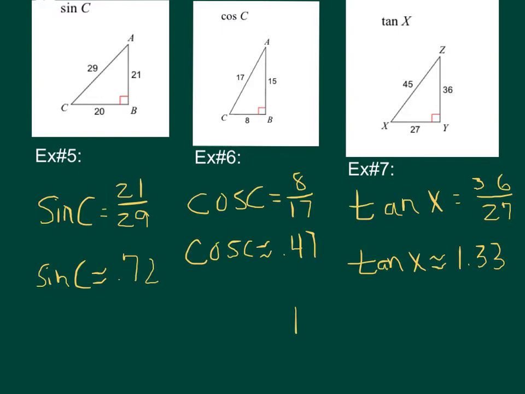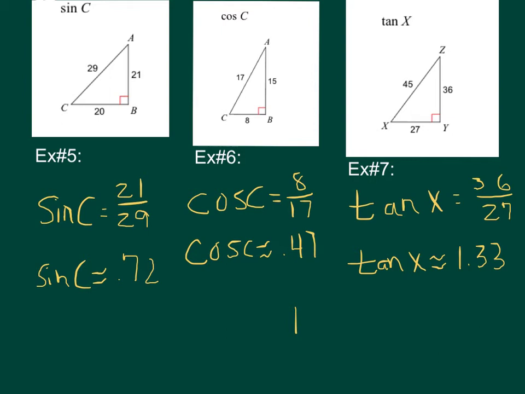All right, here you go. Sine, cosine, and tangent for the 3 angles that are asked. Example number 5 might look familiar. I think it actually came from example number 4, so hopefully you got that one right. Number 6, though, 8/17 is approximately 0.47 for the cosine of angle C, 8/17. And then tangent X would be opposite over adjacent, so opposite of angle X would be 36, adjacent would be 27, for a ratio of 1.33.